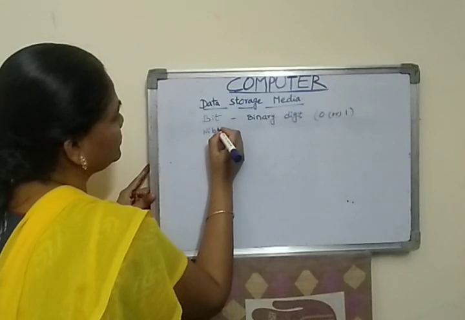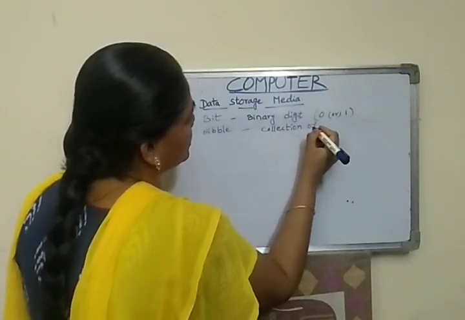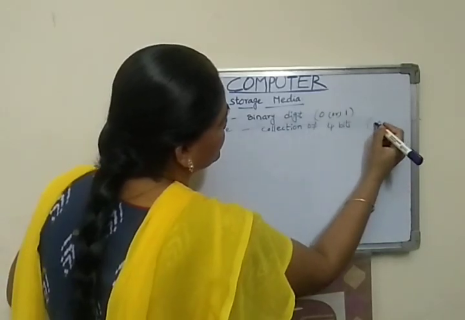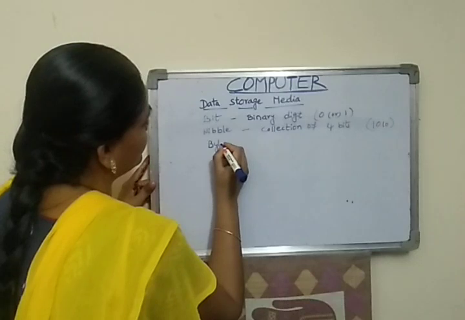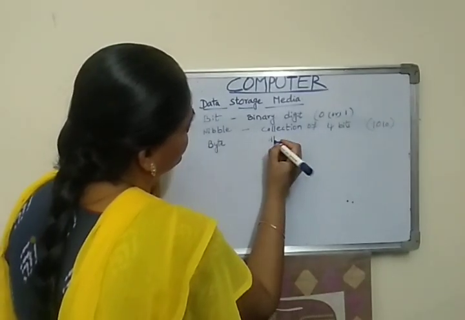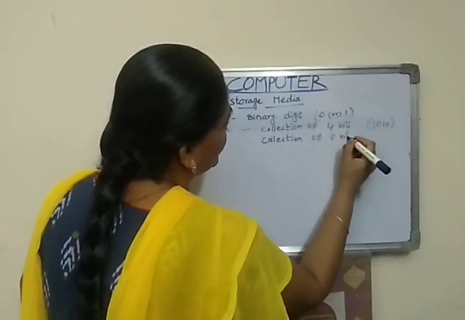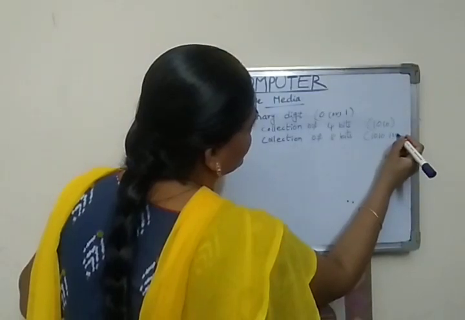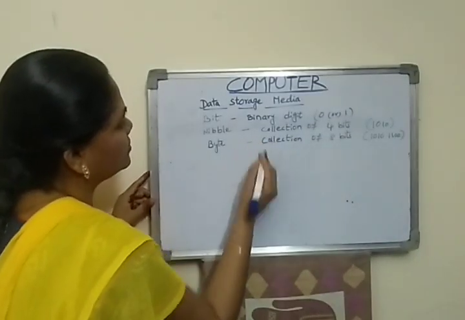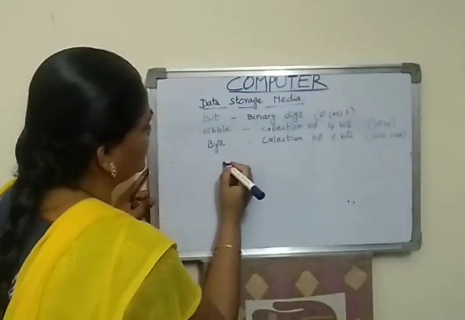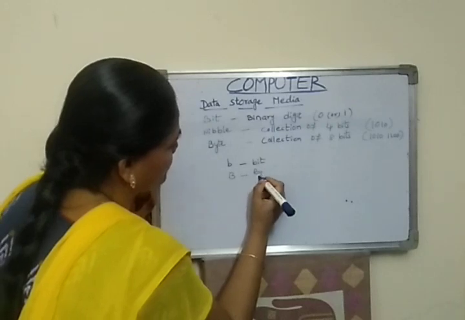Next, nibble. A collection of 4 bits is called a nibble. For example 0, 1, 0, 1, like that. That collection of 4 bits is called a nibble. Next, byte. Byte is a collection of 8 bits. A collection of 8 bits is called a byte. 1 0 1 0 1 1 0 0, like that. Only zeros or ones are there in the binary form. The next one. So this memory is measured in bits and bytes. Okay, if you write small b, it indicates bit. If we write capital B, it indicates byte. Okay.